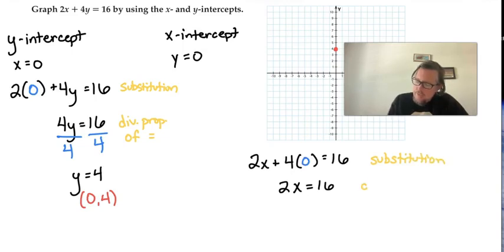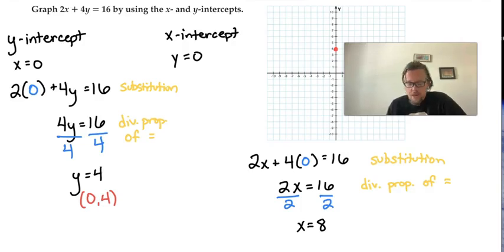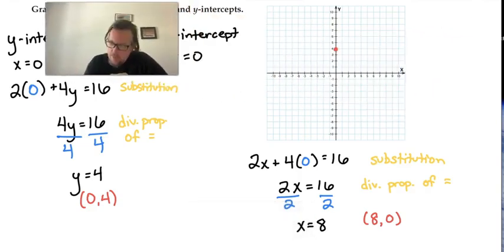And now we're going to use the division property of equality. If you're wondering why I don't abbreviate substitution SUB, it's so I don't get it confused with subtraction or the subtraction property of equality. That's why I write out substitution. Let's go ahead and divide by 2, and 16 divided by 2 is 8. So x is 8, y is 0. That means our x-intercept is going to be 8, 0. So let's go back to our graph, and we'll put 8, 0 on there.